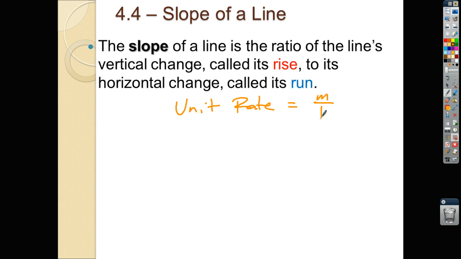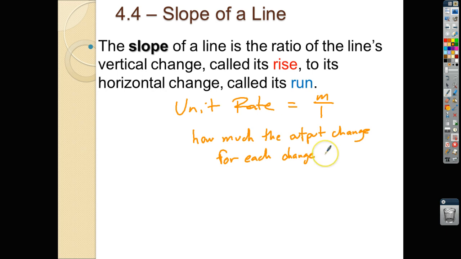Okay, and so what this means is we want to know how much change the output changes for each input, right? So how much the output will change for each change in input. And when we do this, we talk about one unit, each 1 unit of the input for each change in input.